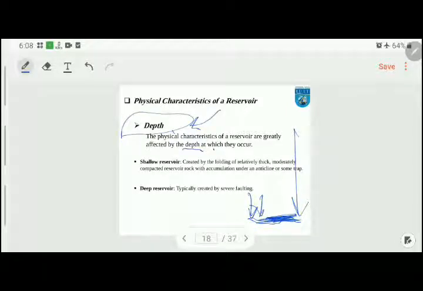that means less porosity and less permeability. So we have here shallow reservoirs created by something called folding of relatively thick, moderately compacted reservoir rock, with accumulation in something called an anticline or other traps. We have the deep reservoir. This is typically created by severe faulting. There are several faults, because the reservoir goes deeper.